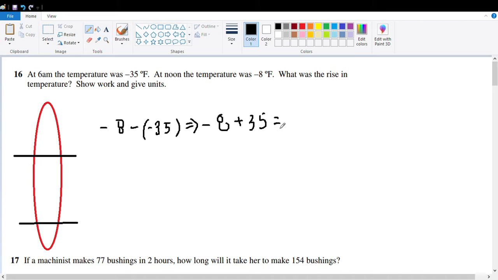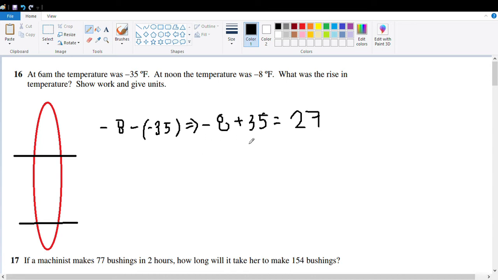35 minus 8 is 27, and since 35 is the larger number, the value is going to be positive, so it's going to be 27. Just in case you don't know how to do this one, look at the previous video, because I went over how you solve it in that video.